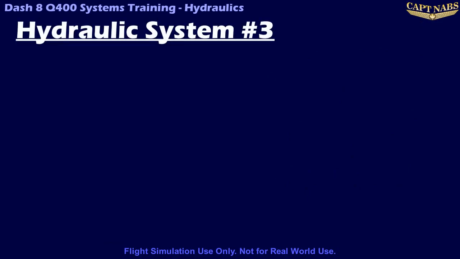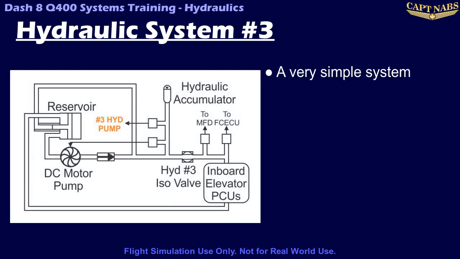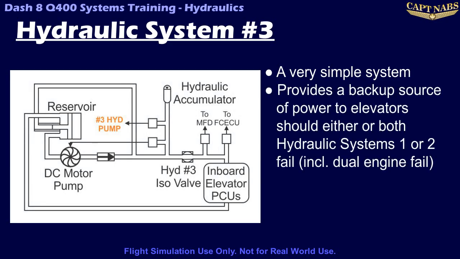The number 3 hydraulic system in the Dash 8 is very different from the first two systems. The number 3 system is very simple and serves one simple purpose: to provide backup control of the elevators in case of severe catastrophic failure scenarios, including loss of one or both main hydraulic systems, or even a dual engine failure. Again, the number 3 system is very simple.